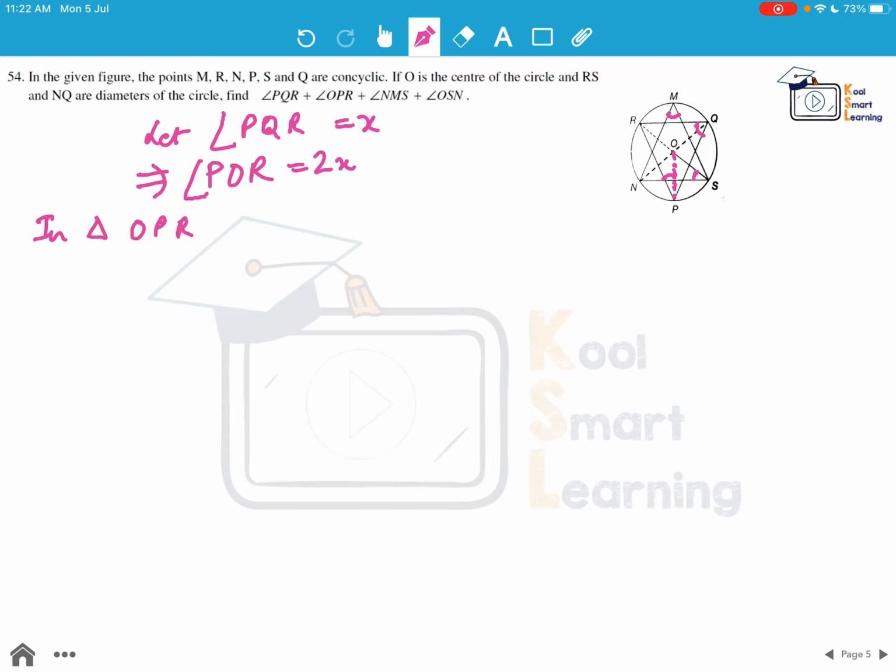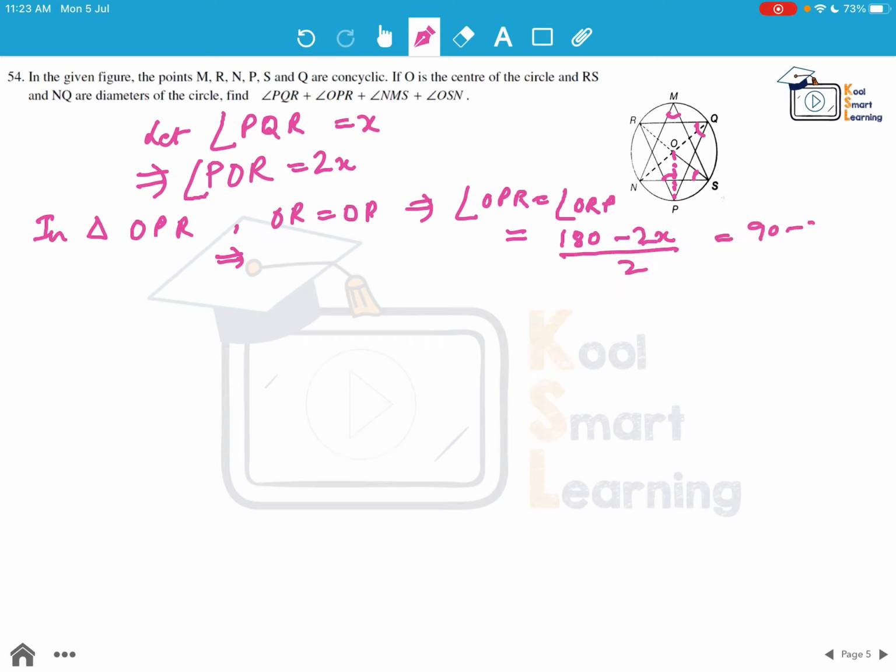Now let's take the triangle OPR. In this we know that OR is equal to OP, which is the radius of the circle. So this would imply angle OPR will be equal to angle ORP. So what will this angle be equal to? This will be equal to 180, which is the sum of the three angles of the triangle, minus 2x, divided by 2. So this is 90 minus x.